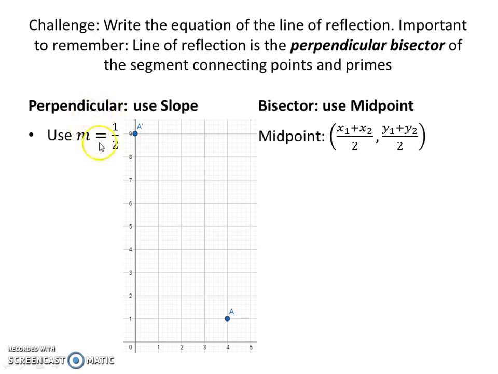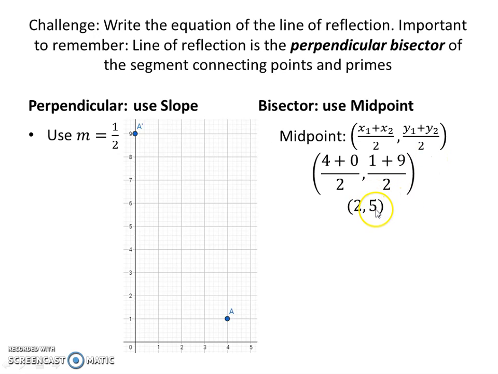Keeping that positive 1/2 over on the side, we need to find the midpoint. To write an equation of a line, we need a point and a slope. Right now we have a slope, now we need a point. So we want to take the midpoint, the average of the pre-image and image coordinates. That's going to get us 2, 5. Using that point, along with 1/2 for the slope, we're going to find the y-intercept and write the equation.